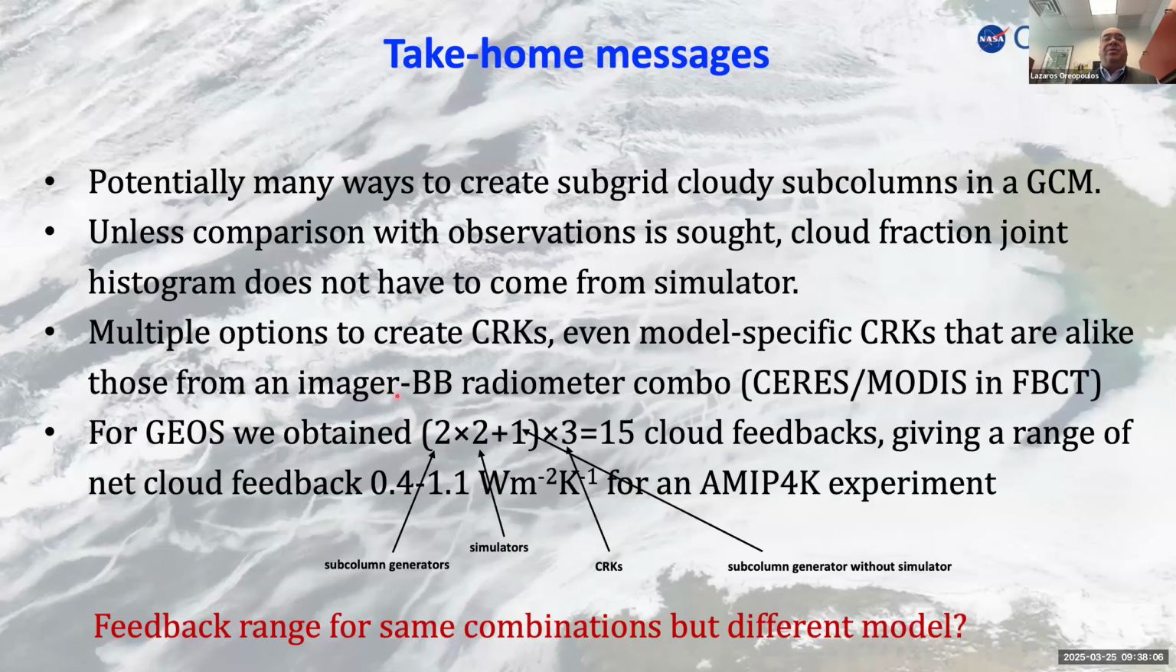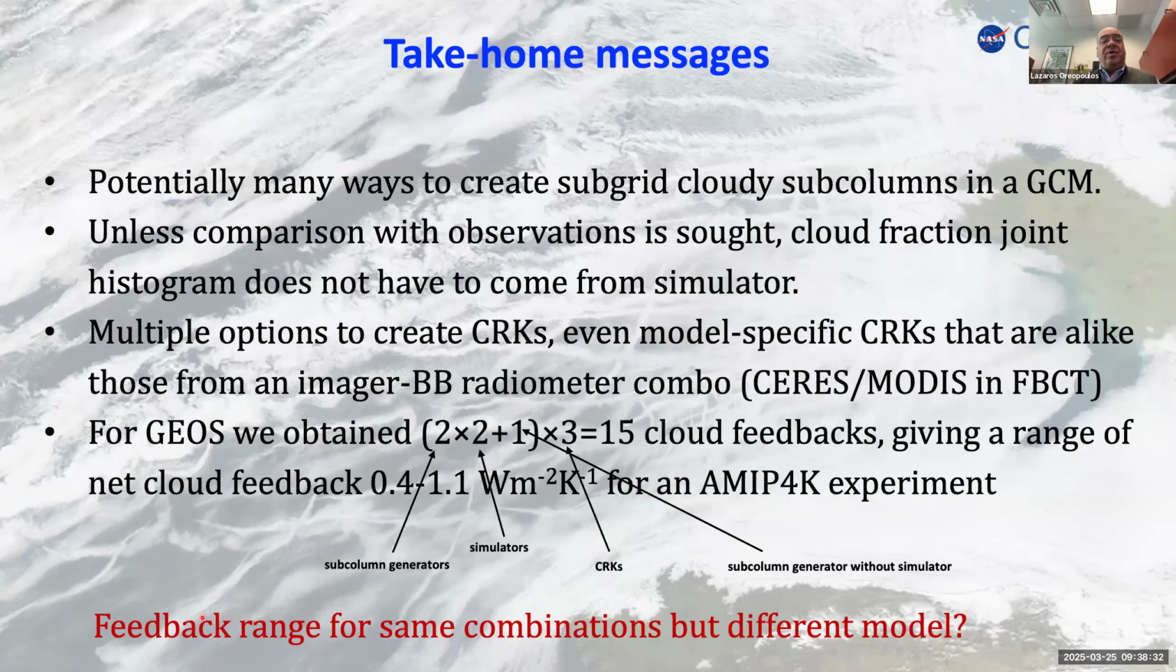But I also want to point out that now there are multiple options to create cloud radiative kernels with the traditional offline calculation, of course, but also from observations. But the new thing here is that we can create one on the fly because we have subgrid radiation in the model. So for GEOS, we generated 15 cloud feedbacks for a particular ME4.K experiment.